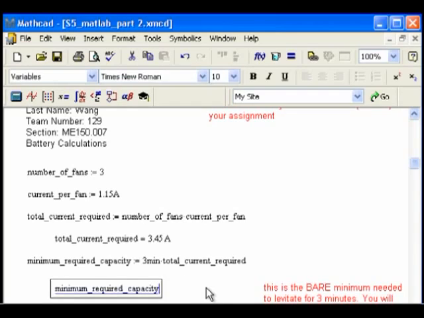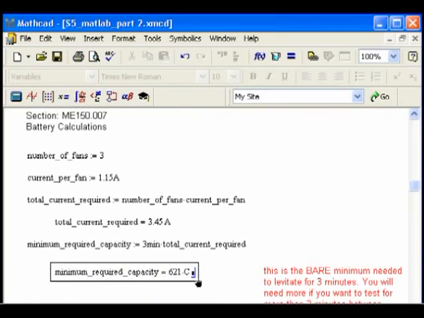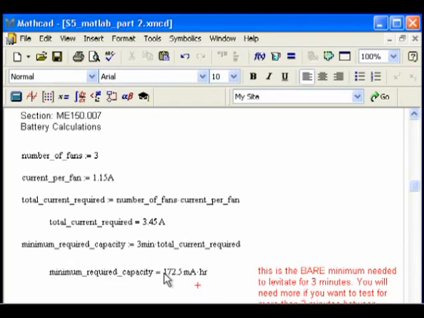So when I ask it what that is, if I just say minimum capacity required, it gives it to me in coulombs. Remember we talked about this. Coulombs is actually a unit of capacity. So it actually gave me coulombs, but I don't want coulombs because that's kind of silly. What I really want is milliamperes times hours. I want to know what it is in milliampere hours, and it converts it for me. So I need 172.5 milliampere hours.